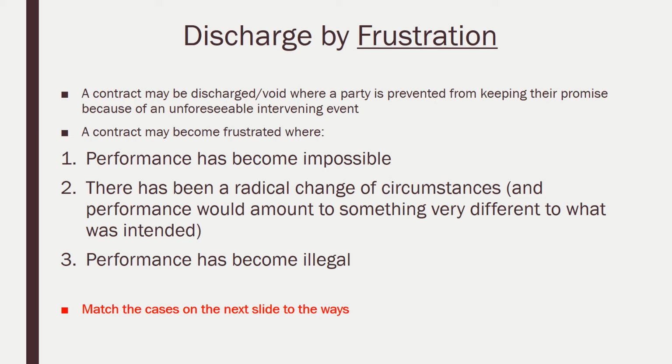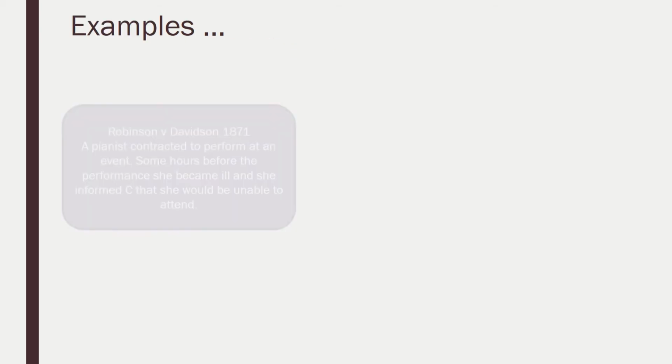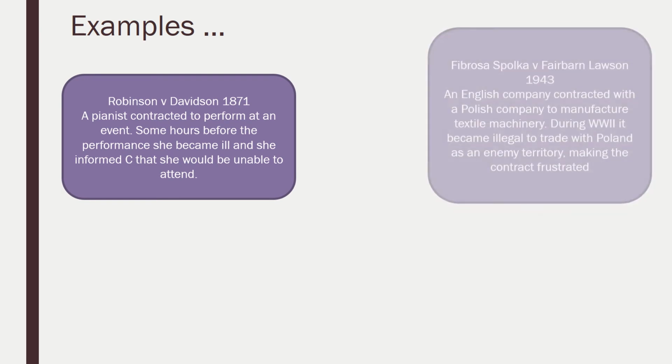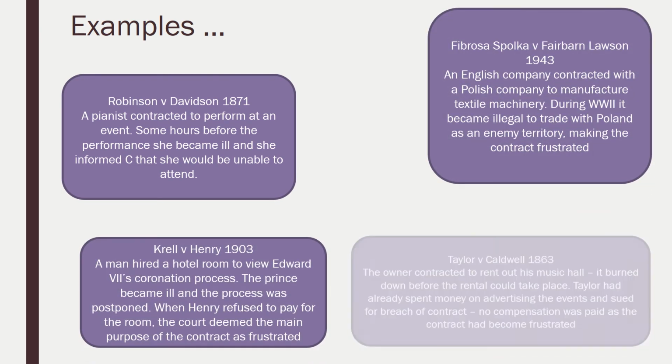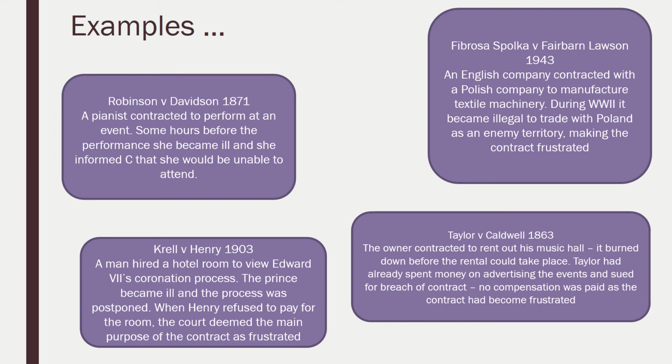Okay, so a contract may become frustrated, so unable to be performed, through three main reasons. So perhaps performance becomes impossible, or secondly, there has been a radical change of circumstances and the performance would amount to something very different to what was intended or agreed. Thirdly, perhaps performance becomes illegal. So you've got some cases that I'm going to show you here. So please read these cases and see if you can match these to those three, or what you think would amount to those three examples.